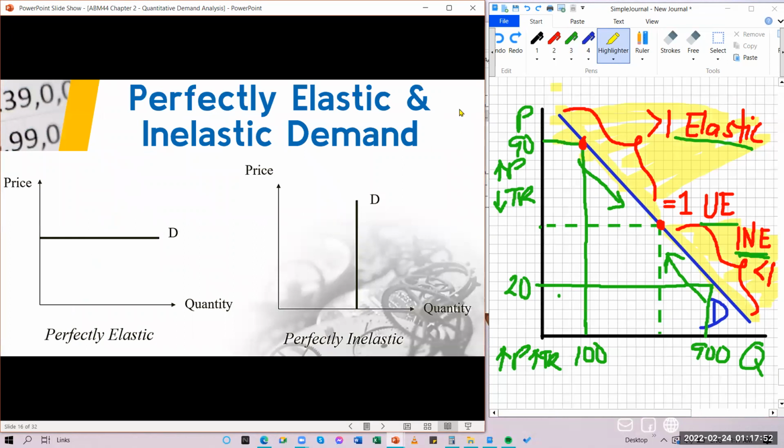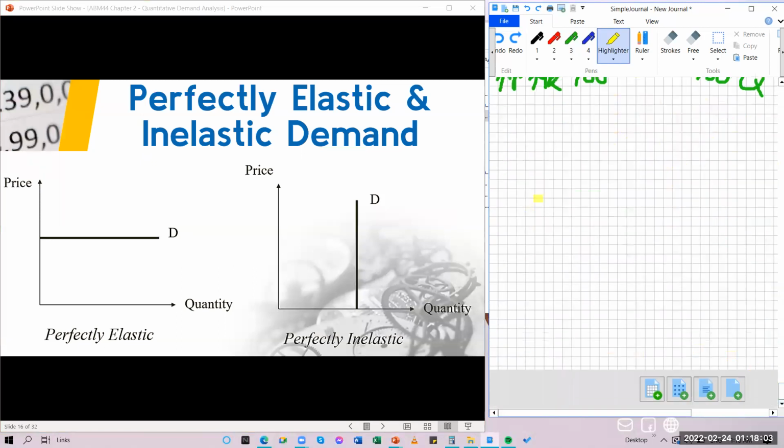So we also have what we call perfectly elastic and inelastic demand.